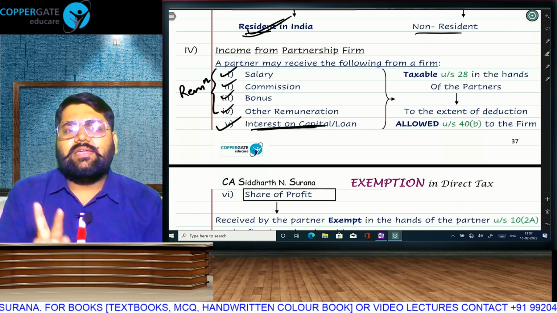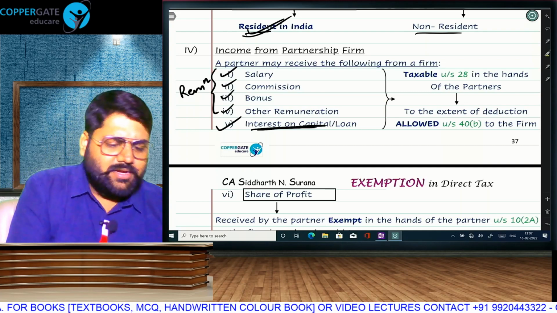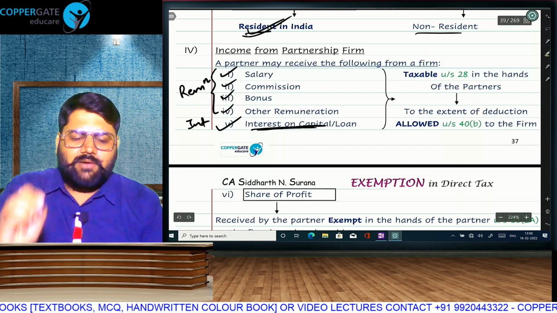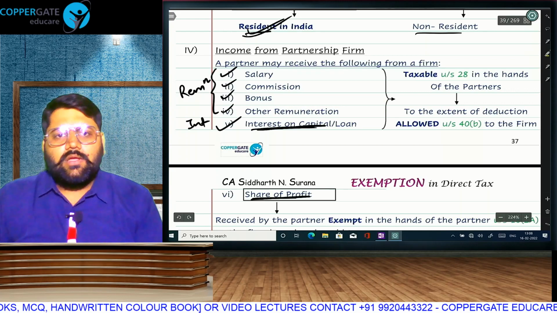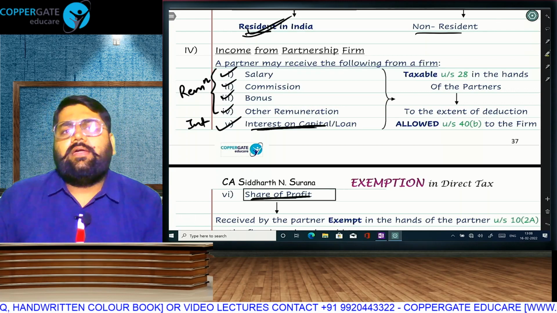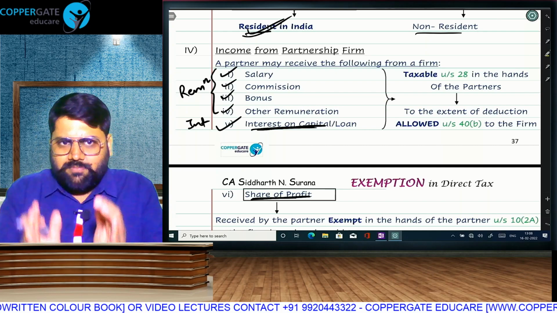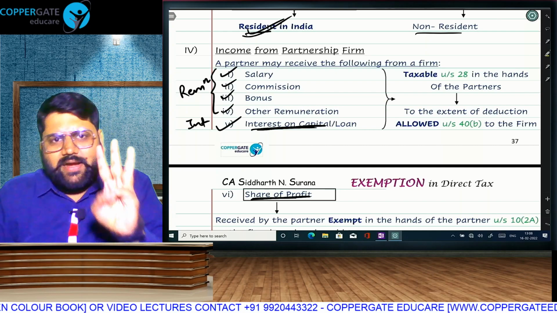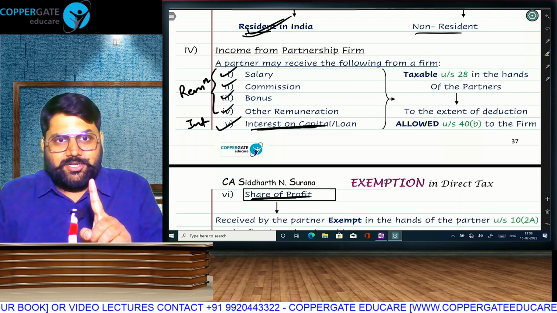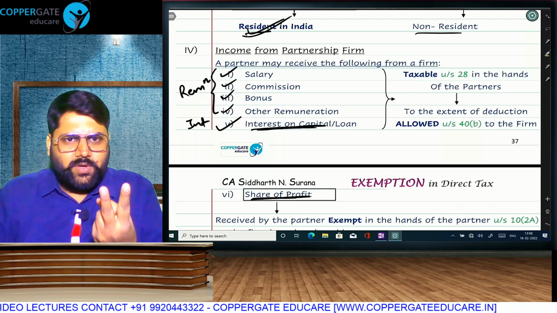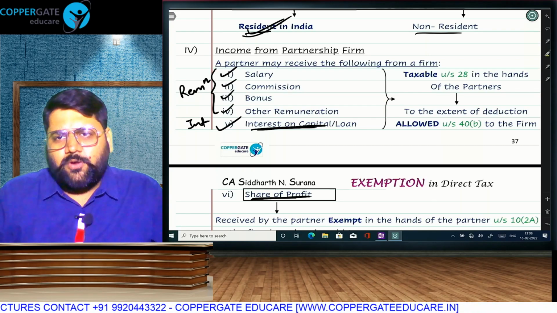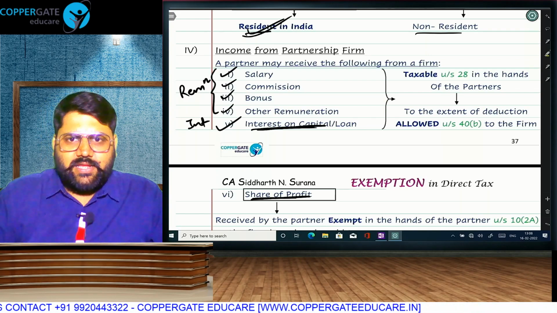So basically, there will be remuneration and interest that will be paid by the firm to the partner. And of course, at the end of the year, there will also be a share of profit paid by the firm to the partner. So payments from firm to partner, we divide into three categories. One, remuneration for a working partner, of course. Two, interest for anyone who has provided funds. And three, share of profit for all the partners in their profit sharing ratio.